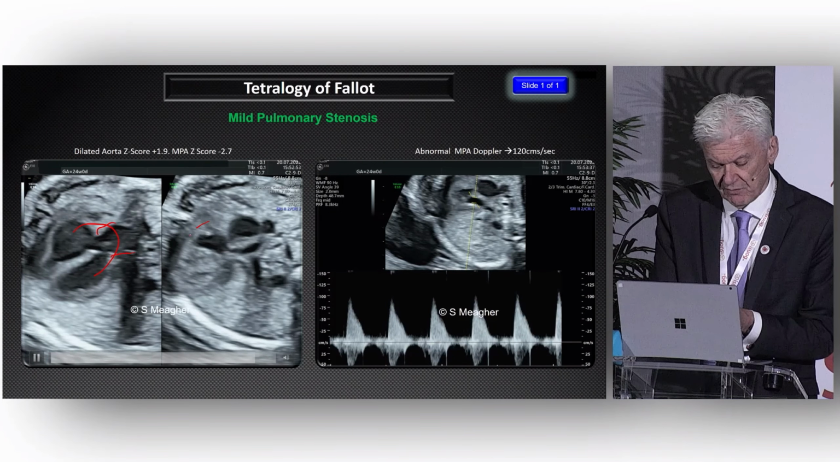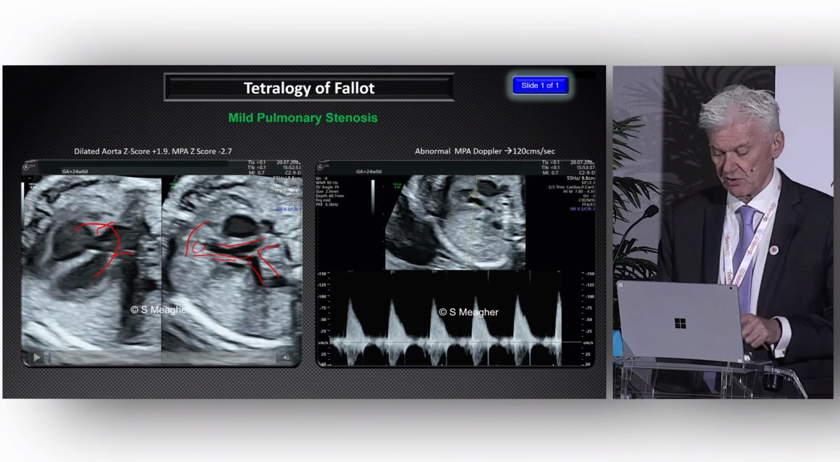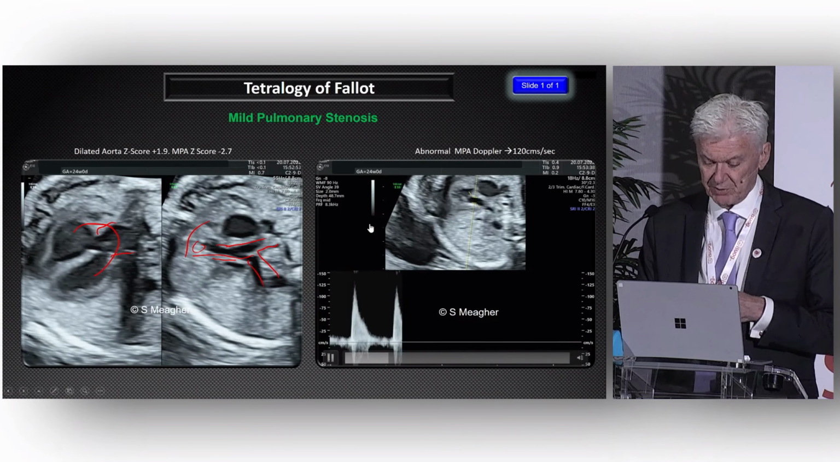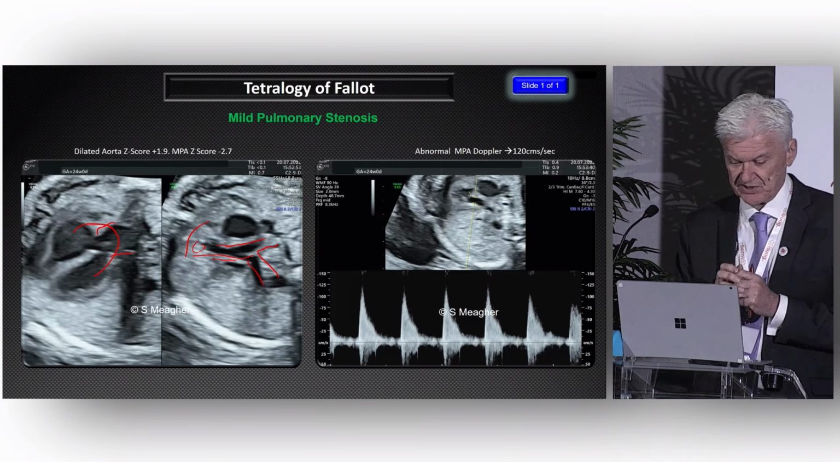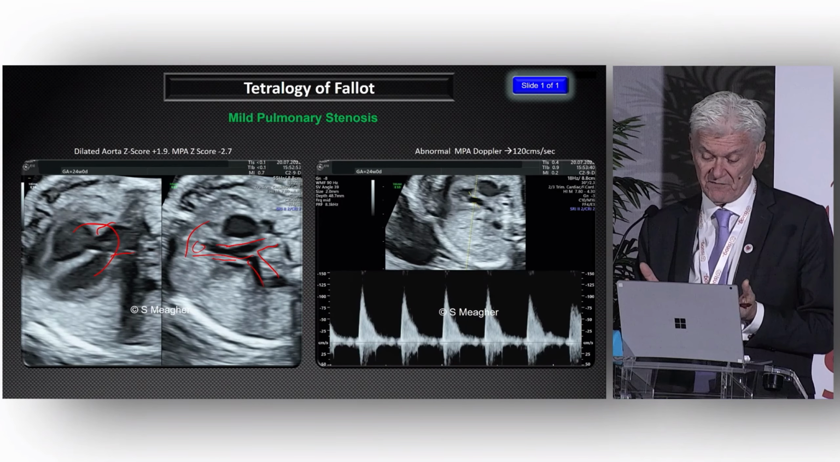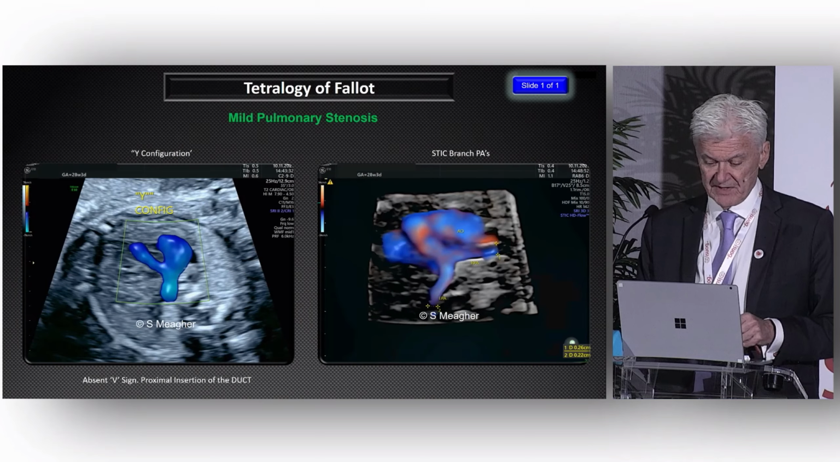As you sweep, you see the free wall of the right ventricle, you see the pulmonary valve, you can see very clearly the pulmonary artery, and you can see the branch pulmonary artery, and that's smaller. You then pulse Doppler the pulmonary valve. Most of these babies, they have a degree of pulmonary valvular stenosis. If there's no valvular stenosis, just infundibular, it's more likely that your velocities will be normal.